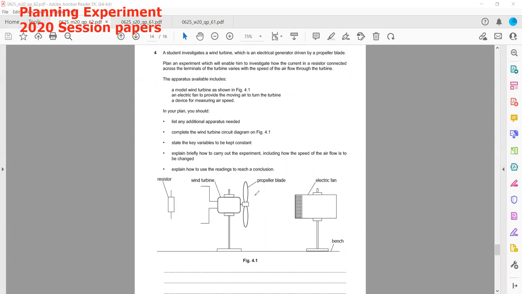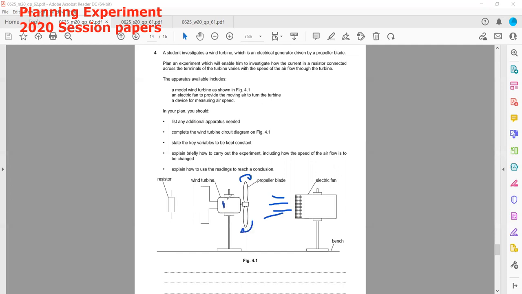So here, this is a wind turbine, as I mentioned here, which is an electrical generator, and it is propelled by, basically what will happen, the electric fan will blow the air. So when the air moves, it will collide with a propeller blade. As a result, the propeller blade experiences a force and starts to rotate.